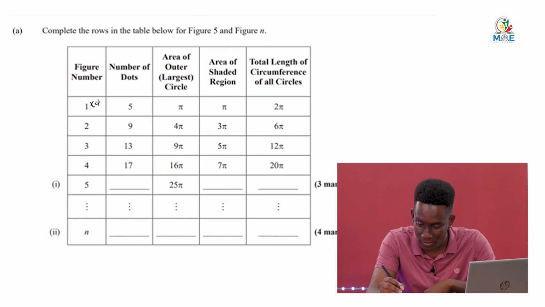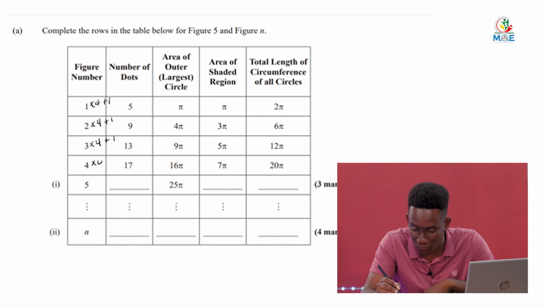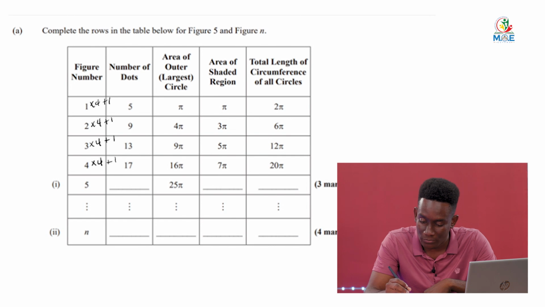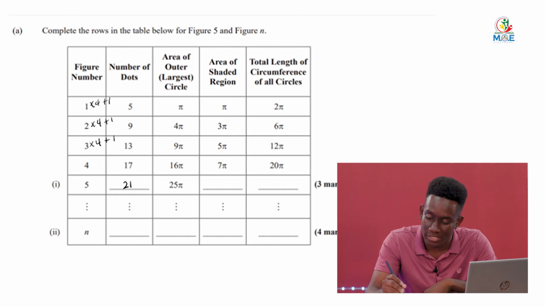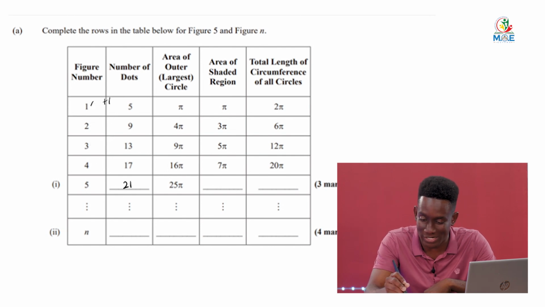Let's see if we multiply here by what number can get us closest to 5. Multiply by 4, and we add 1, we will get 5. If we multiply this by 4, 2 fours are 8, and we add 1, we will get 9. If we multiply here by 4, and we add 1, we will get 13. If we multiply here by 4, and we add 1, we will get 17 as well. So we are multiplying the number of the figure by 4, and then we add 1. So 5 times 4 will be 20, 20 plus 1 will be 21. So that is it for that part. Easy marks. We already have the area of the outer circle to be 25.